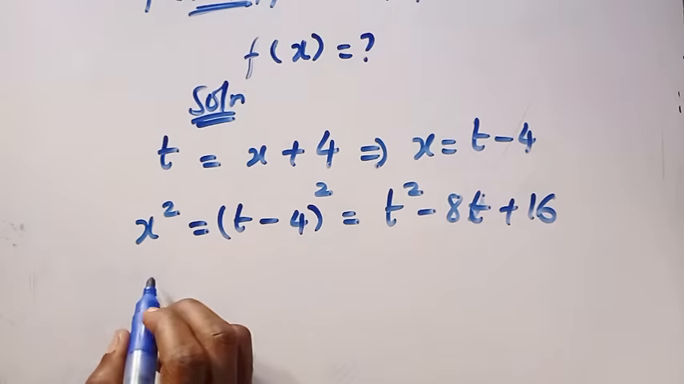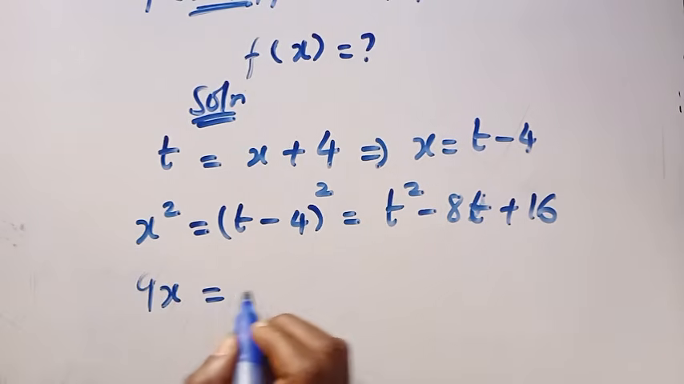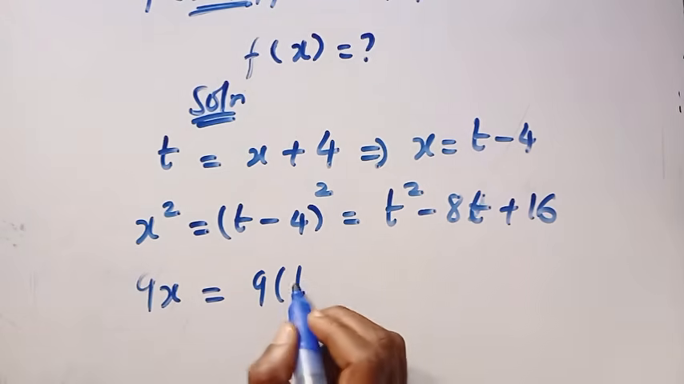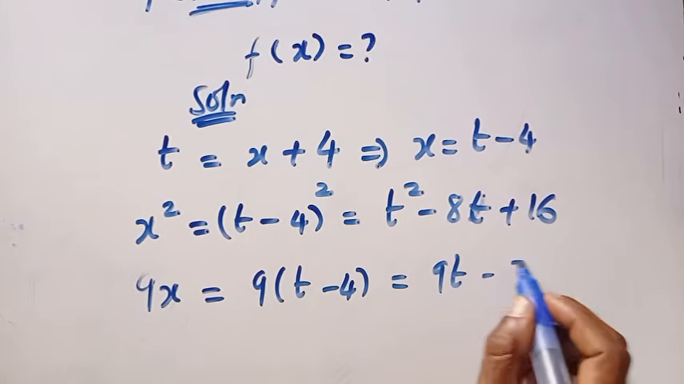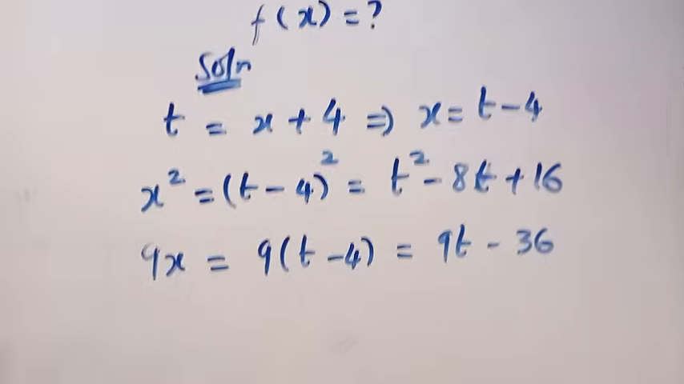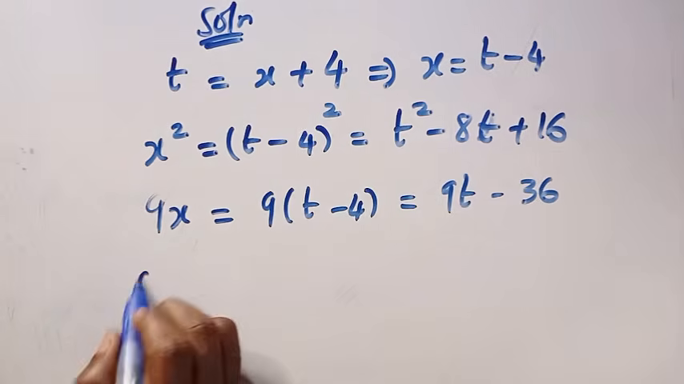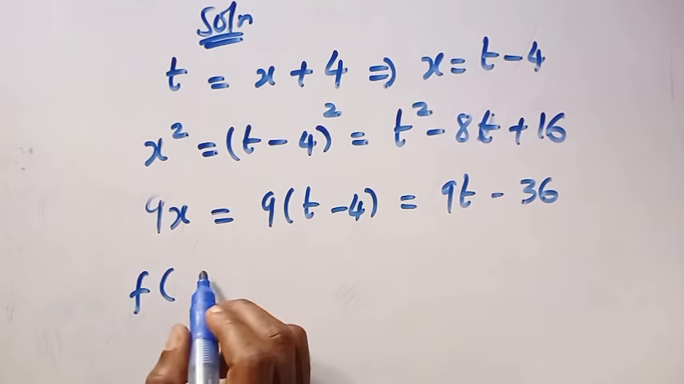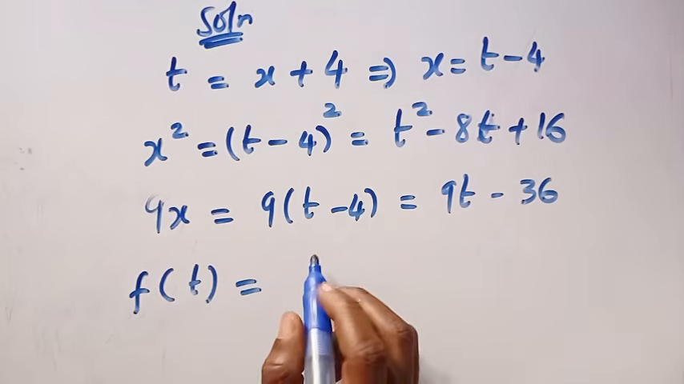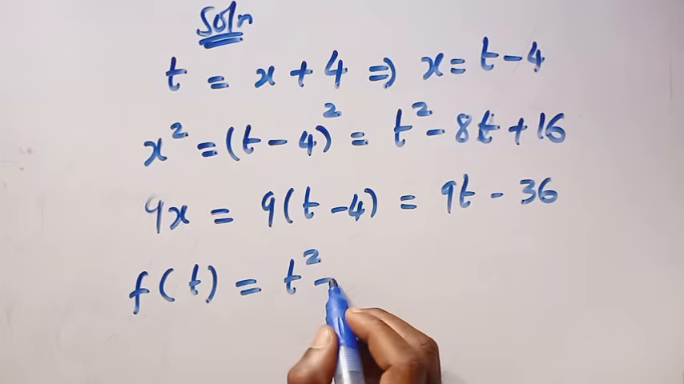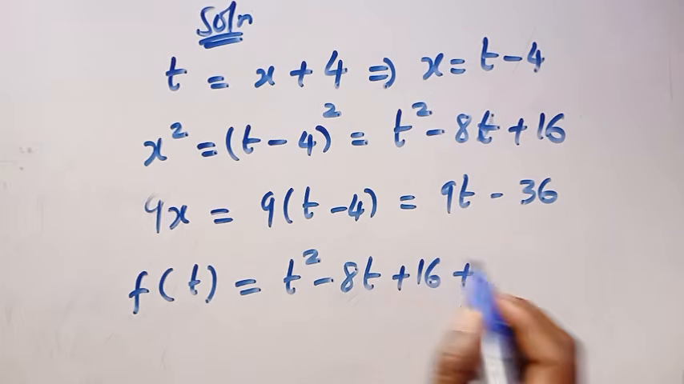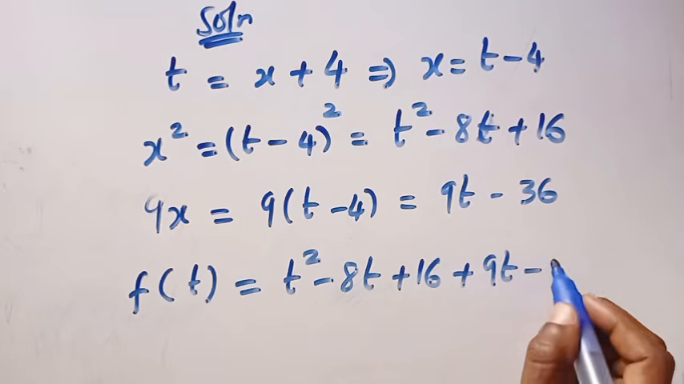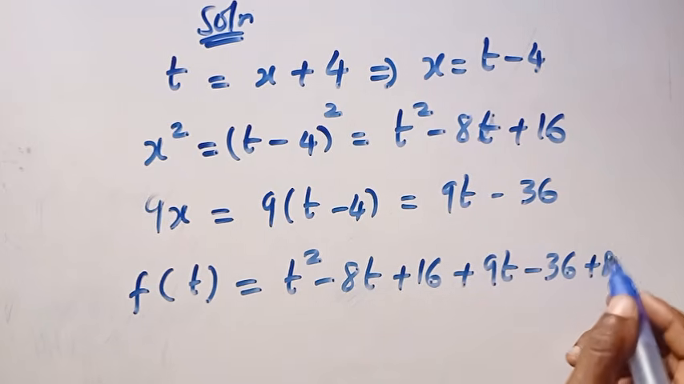And again, we need 9x. That equals 9 bracket t minus 4. This is 9t minus 36. And by substituting back, we have f of x plus 4, with t equals x plus 4, gives us t squared minus 8t plus 16, plus 9t minus 36, then plus 8.